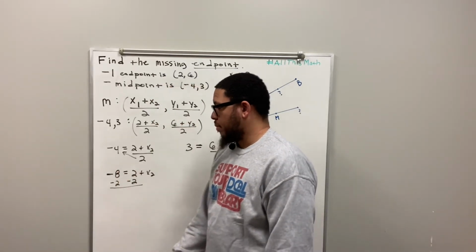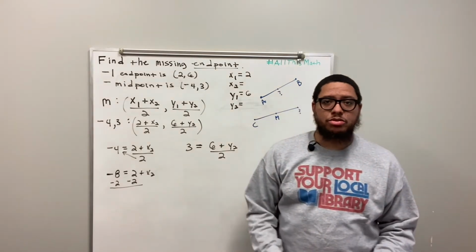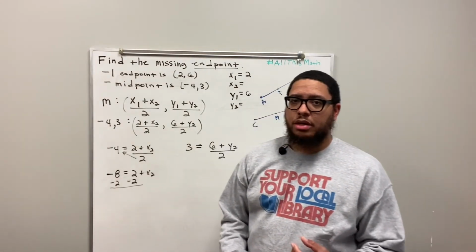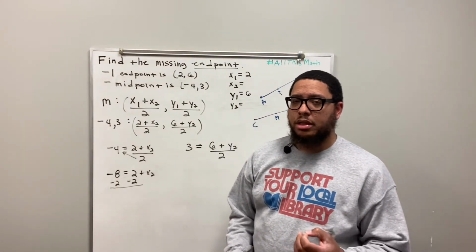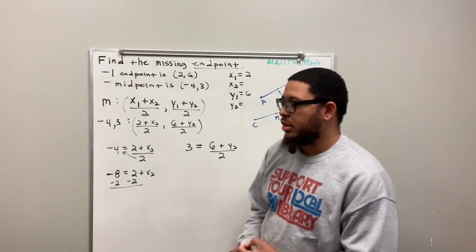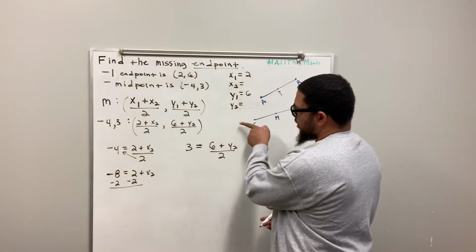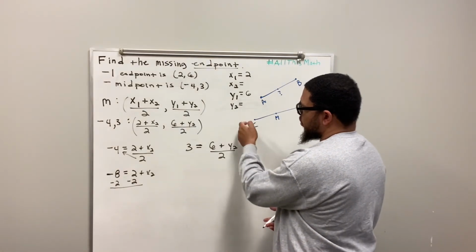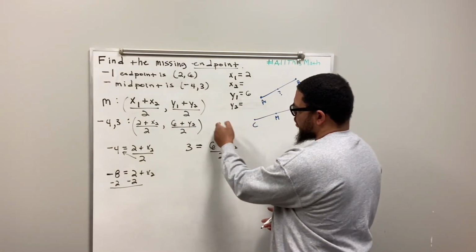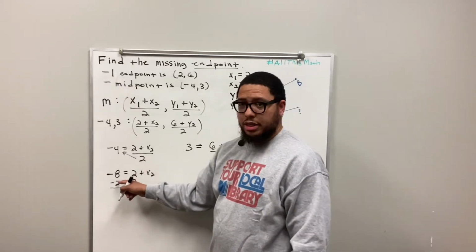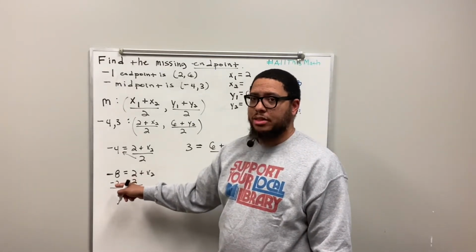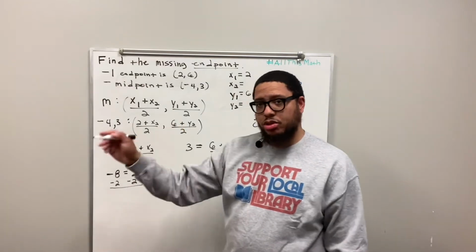-8 minus 2. Be very careful with how we add and subtract negative numbers. Whenever you subtract, you move to the left on the number line. So if you start right here at -8 and you're subtracting, you go to the left 2 spaces. So you go to -9, -10. This is not -6. It's not +6. It's not +10. -8 minus 2 is -10.